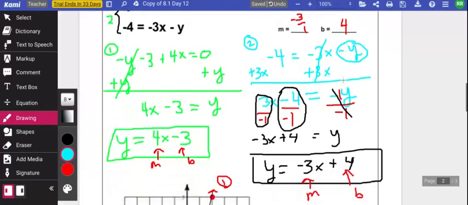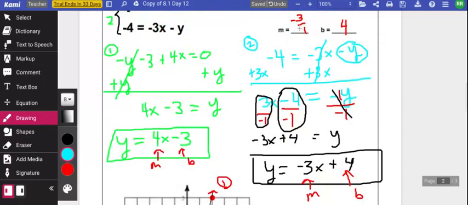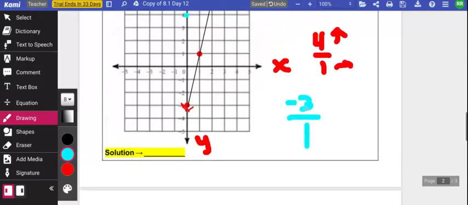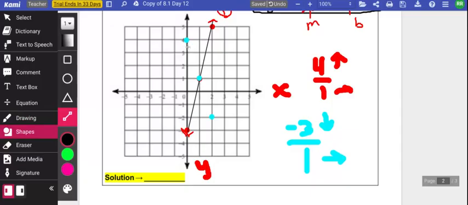Begin at B on the y-axis. B is 4, so I put a dot there. Now the slope of line 2 is -3, so -3 over 1. This would tell me to go down 3 and to the right 1. So from B, I go down 3, 1, 2, 3, to the right 1. And that point is on both lines. I could do that again: down 3, right 1, and insert line.